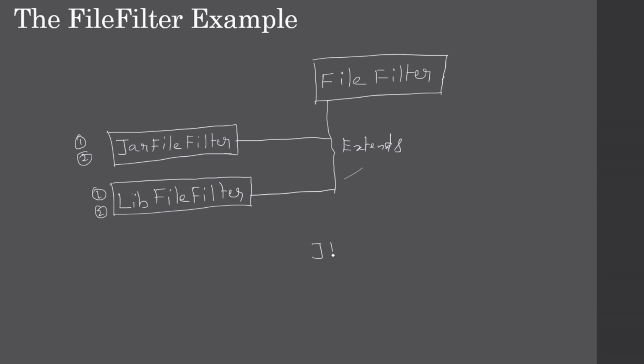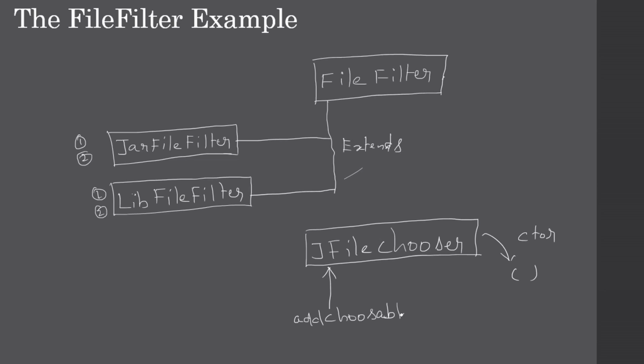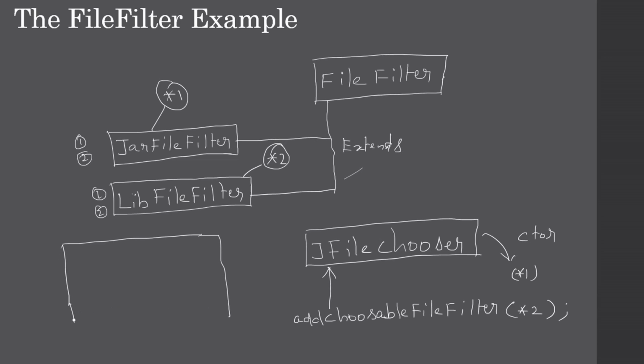Then we will create the JFileChooser. After that, since we have JarFileFilter and LibFileFilter ready, after creating the JFileChooser we will make a call to addChoosableFileFilter, then we will pass our instances here. So what happens when the JFileChooser dialog is displayed? In the file filter combo box, by default it will display all files. Once the user clicks, it will show jar file as well as lib file. So these two pieces of information are displayed through getDescription.